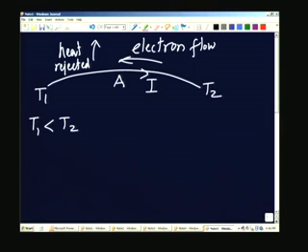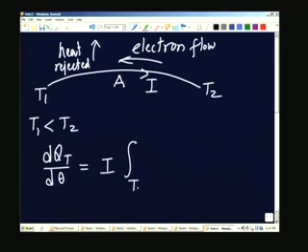So, in this case we will say that the heat rejection dq Thomson divided by d theta depends on the entire length of this conductor. It is an integrated effect over the length of the conductor. So, I will say this is equal to I times integral T1 to T2 or T2 to T1, some coefficient which I will call sigma A, which is a characteristic of the material of the wire A, and this is called the Thomson coefficient. I will call this equation 2.